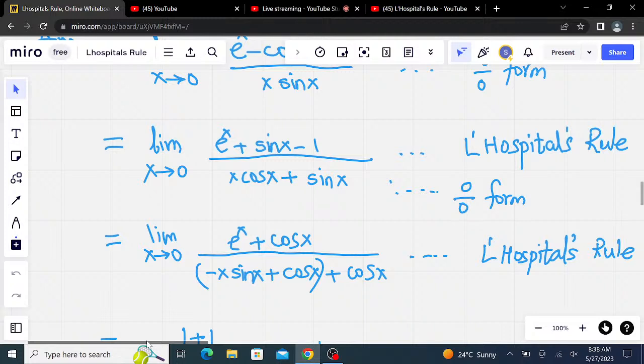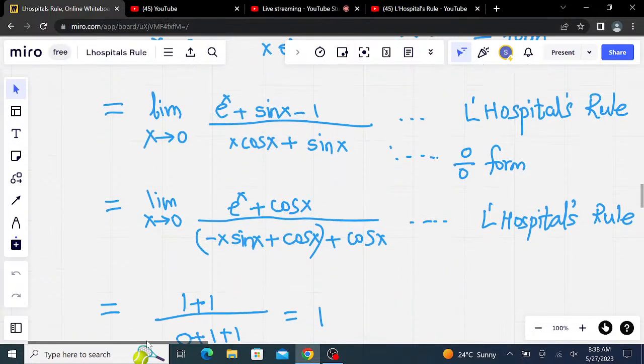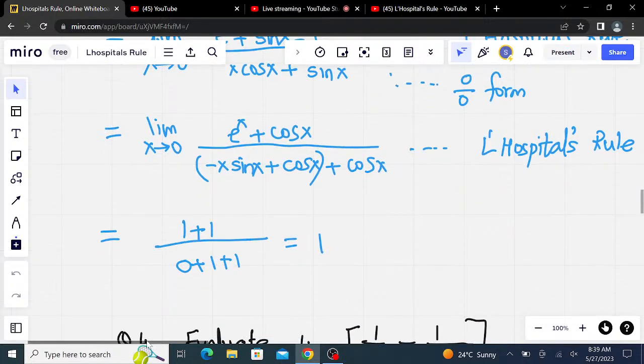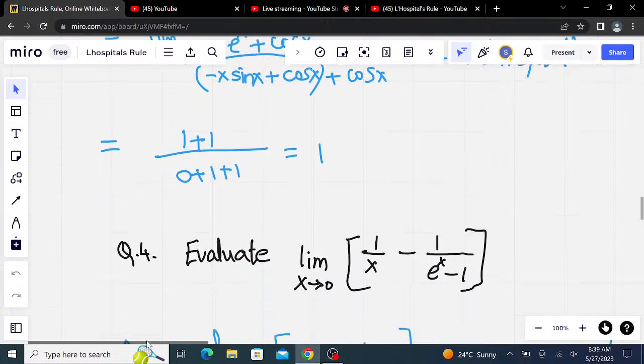Now let us see what format we have reached. If I put x equal to 0, I am 0 free now. So let us put x equal to 0. So e raised to 0 is 1, cos of 0 is 1, denominator x is 0, so first term will be 0, cos of 0 is 1. So we got 1 plus 1 upon 1 plus 1, meaning thereby answer is 1. So the limiting value is 1. The L'Hopital's rule has made calculation of limits very easy.